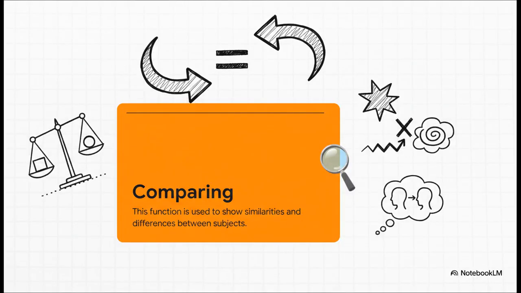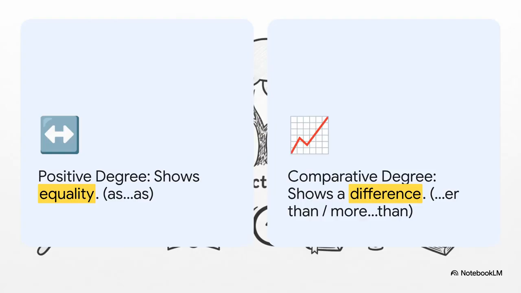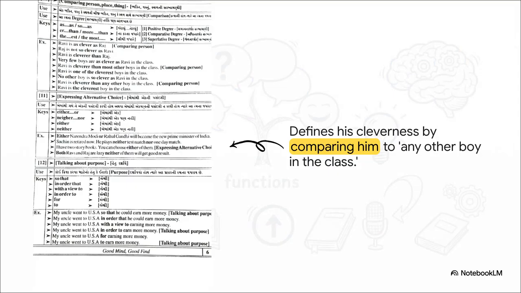One of the best ways to describe something is to just compare it to something else. And this function gives you the perfect structure for that, whether you're pointing out how two things are similar or what really makes them different. And the cool thing is, we can get super specific with how we compare things. There's the positive degree, which shows two things are equal, like as clever as. Then you've got the comparative, which shows a difference, cleverer than. And finally, the superlative, which singles one out as being at the very top, the cleverest. And here's that comparative degree in action.